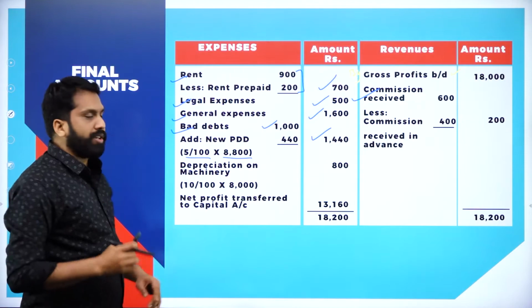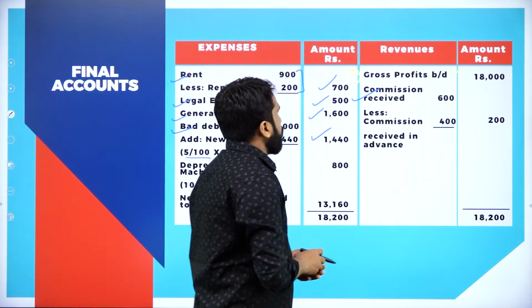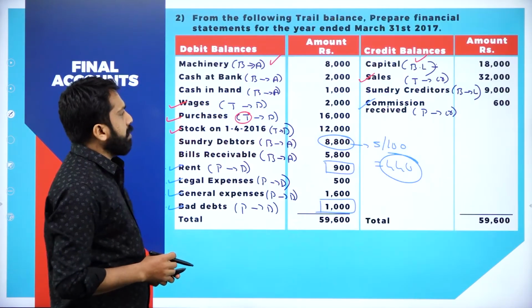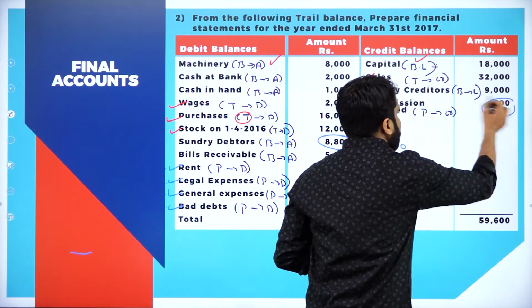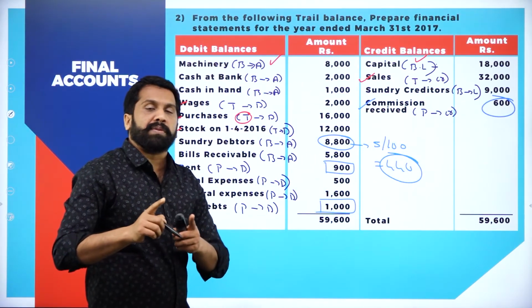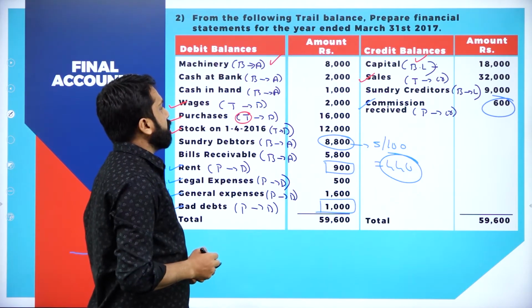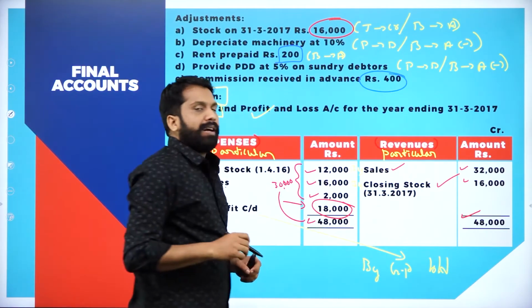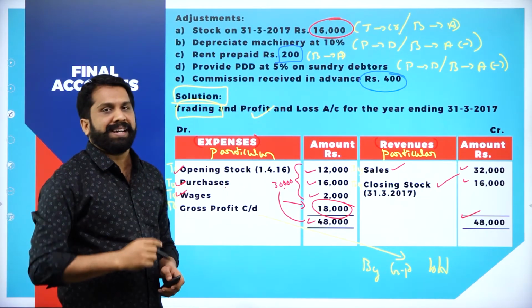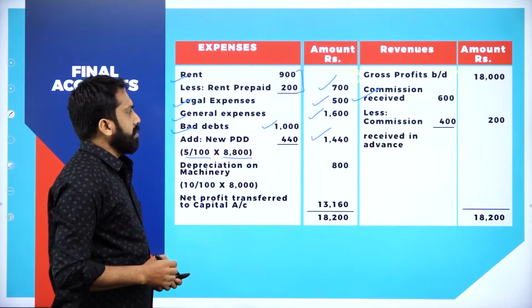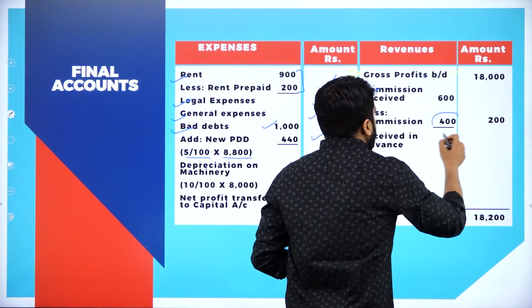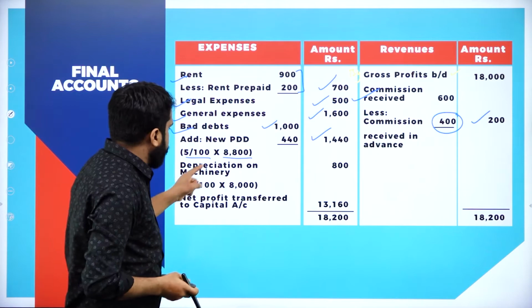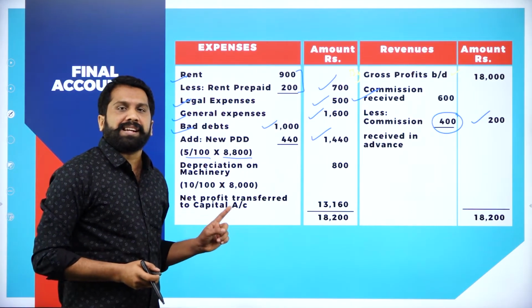We'll come back to depreciation later. Now, commission received. How much is there in your table? Commission received, you have 600. Now, is there any adjustment for commission? We'll check. Now, commission received in advance, 400. As I told you, advance means what? Minus. Commission received in advance, 400. If you minus, you will get 200. Any doubt? Except depreciation, we have completed everything.